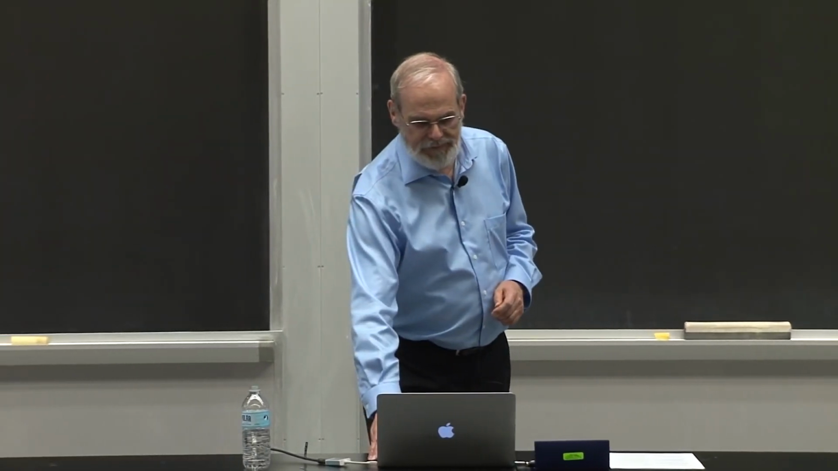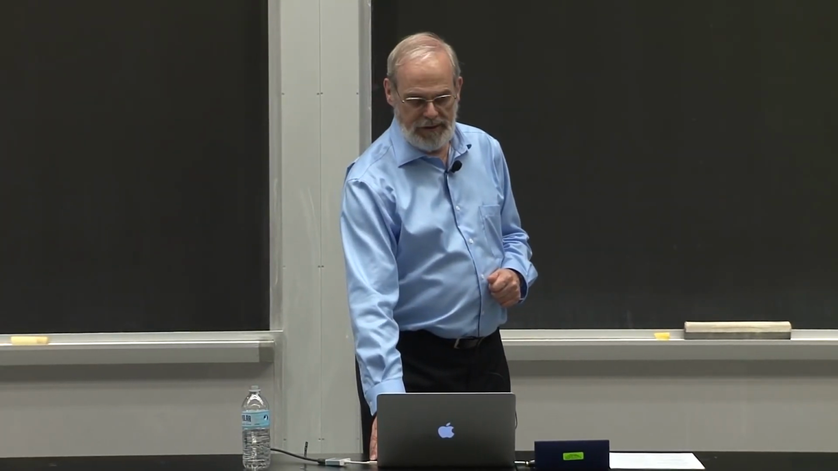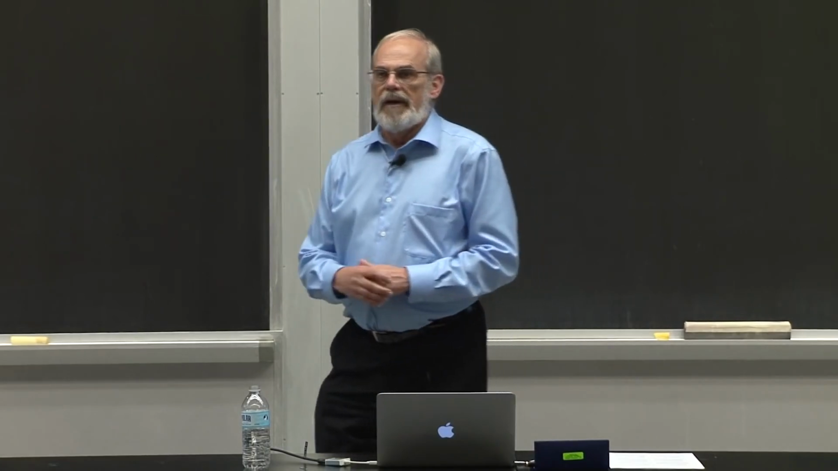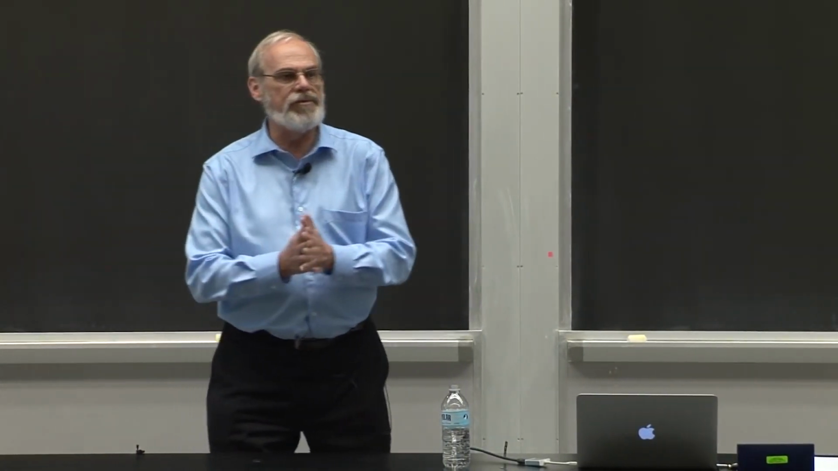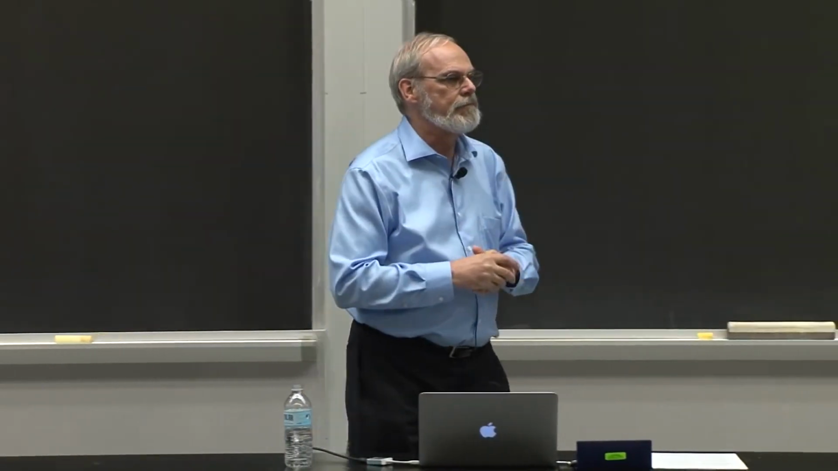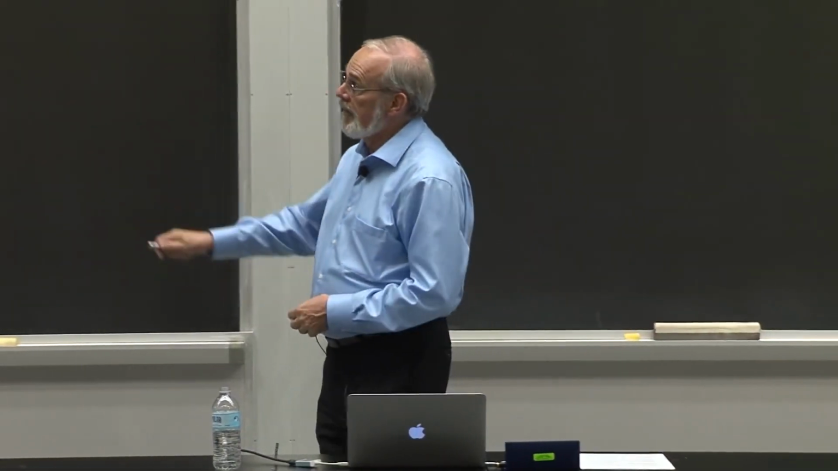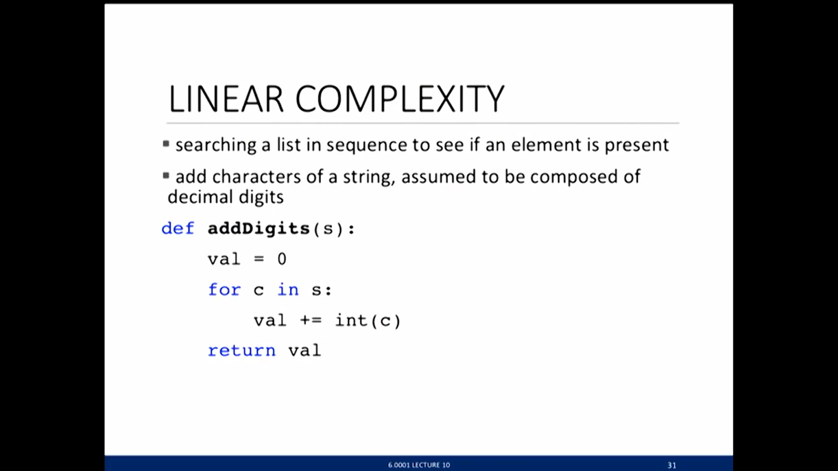There are other things that have a similar flavor, and I'm going to do these quickly to get to the last example. Imagine I give you a string of characters that are all assumed to be composed of decimal digits. I just want to add them all up. This is also linear because there's the loop. I'm going to loop over the characters in the string. I'm going to cast them into integers, add them in, and return the value. This is linear in the length of the input s.